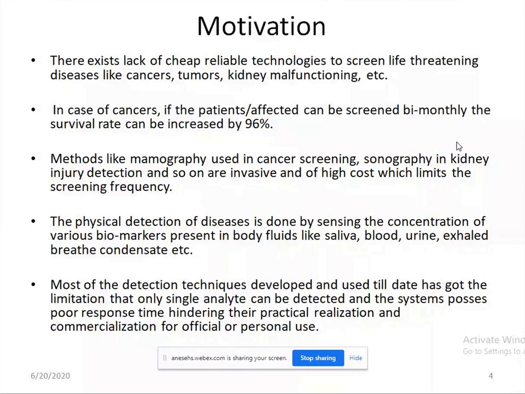So my aim here is to develop a device similar to a glucose detector, one that can be used as personal healthcare equipment at our homes for screening of diseases such as tumors, cancers, kidney injuries, and even viruses like coronavirus, Zika virus, etc.